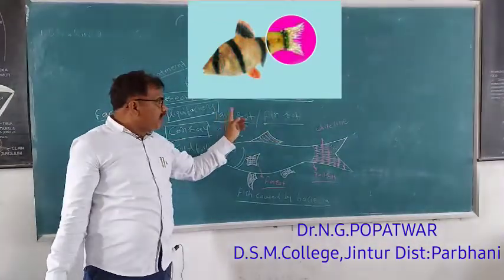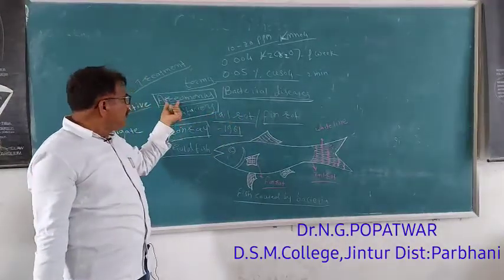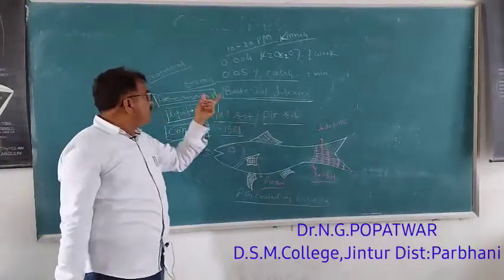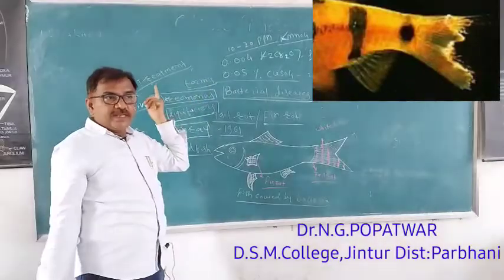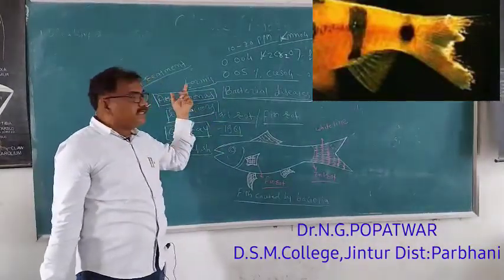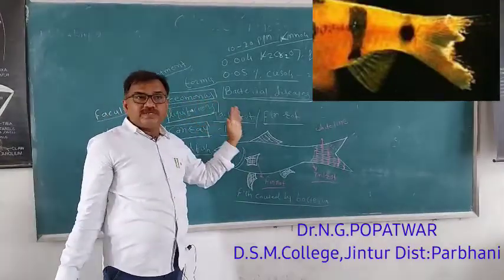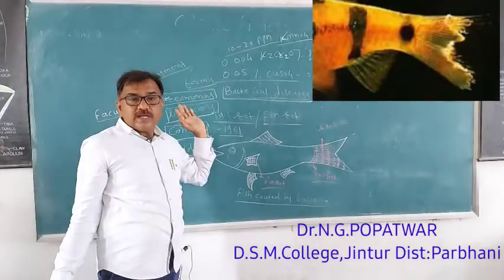Tail rot and fin rot are different. Tail rot is caused by Aeromonas liquefaciens, and fin rot is caused by Aeromonas formis. These two bacteria, Aeromonas liquefaciens and Aeromonas formis, cause the disease in fishes. That disease is called tail rot or fin rot.